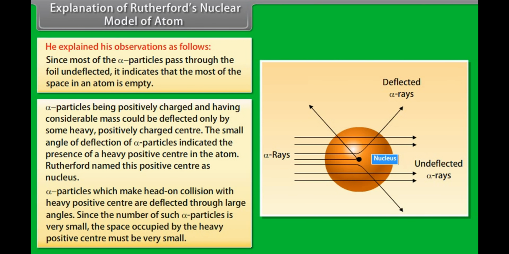Number 3. Alpha particles which make head-on collision with the heavy positive center are deflected through large angles. Since the number of such alpha particles is very small, the space occupied by the heavy positive center must be very small. Main points of Rutherford's nuclear model of atom.